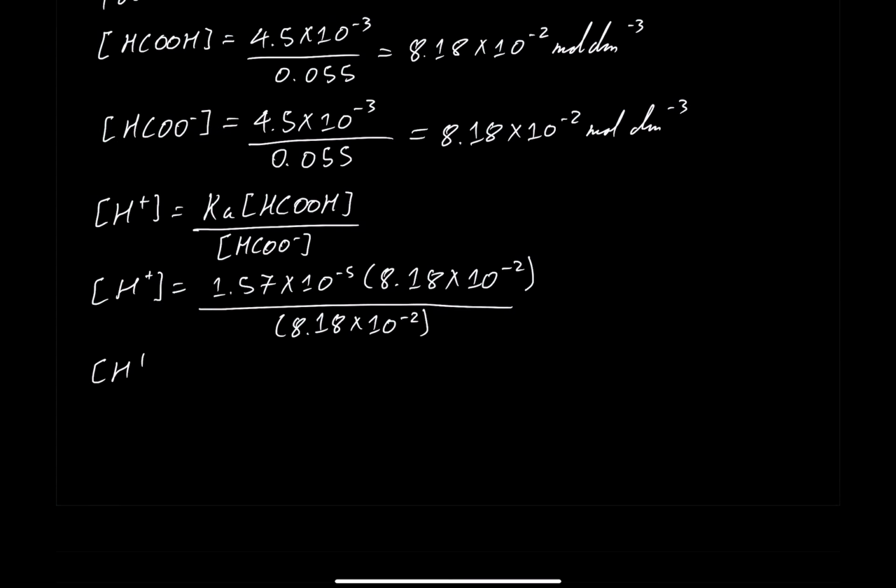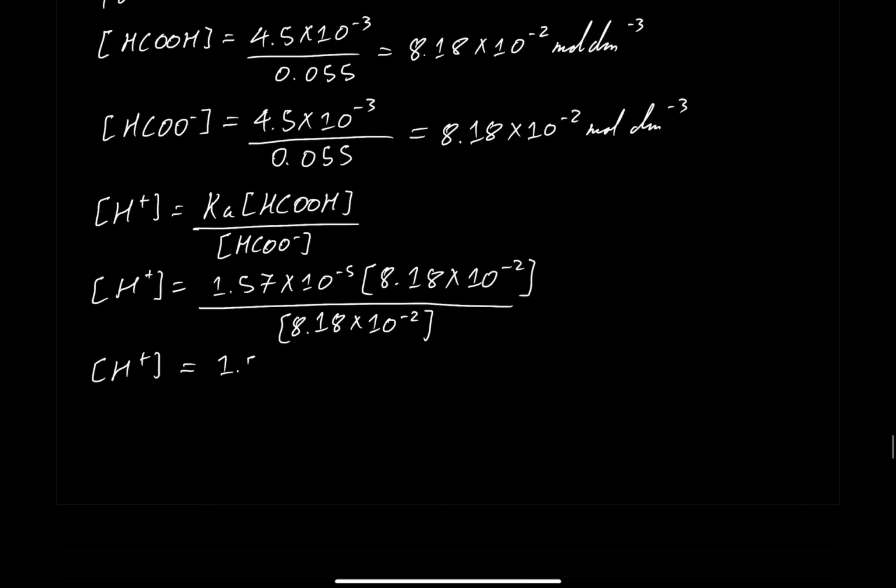H plus concentration is just going to be equal to 1.57 times 10 to the power minus 5 moles per dm cubed, because it is a concentration. I want to have square brackets. It's not really important, it doesn't make a difference, just my OCD right now.